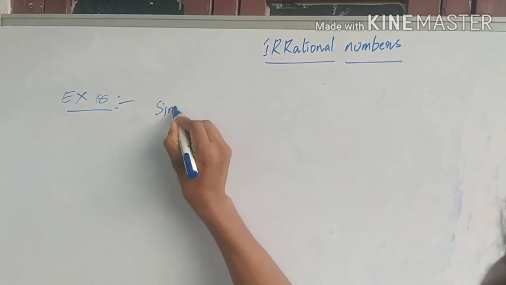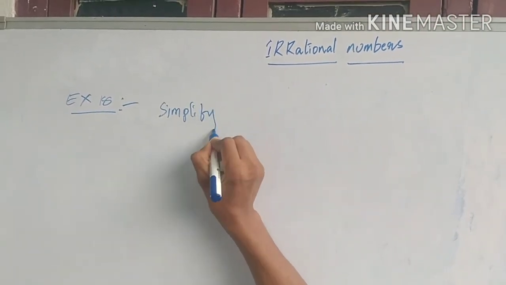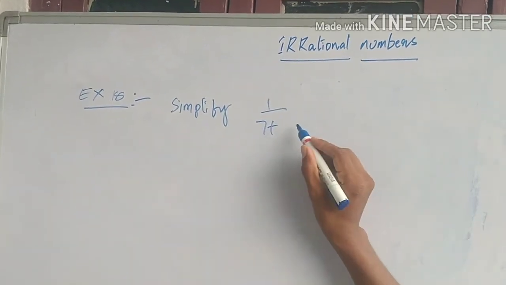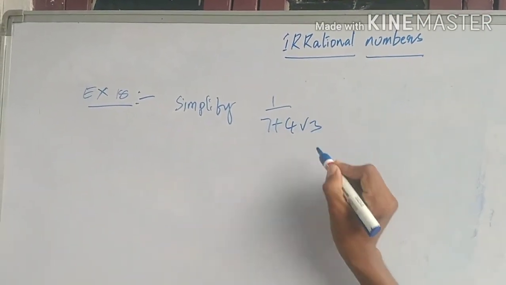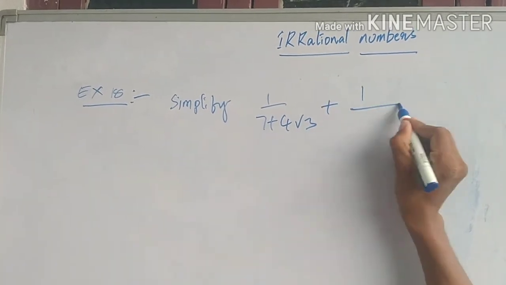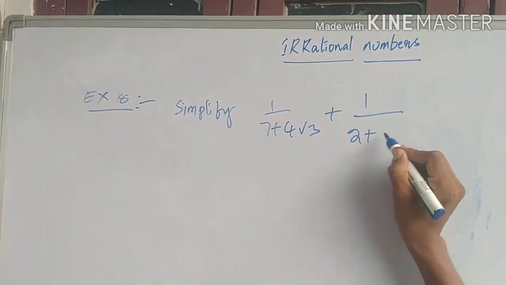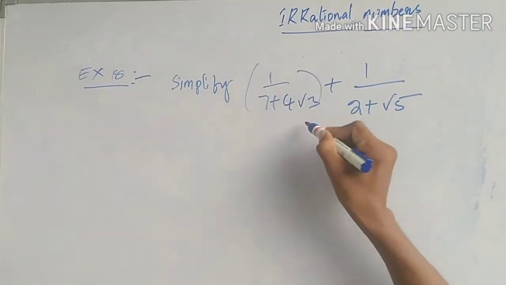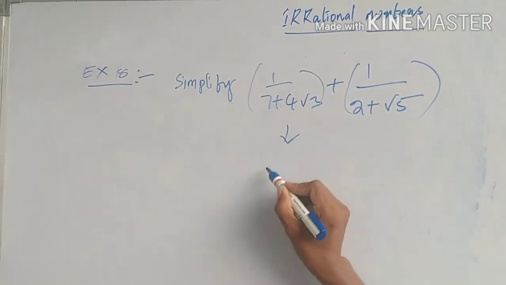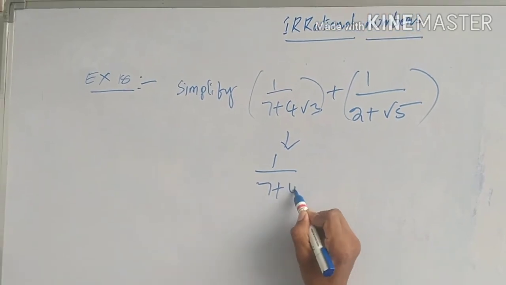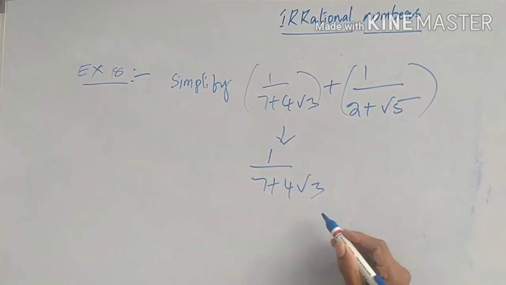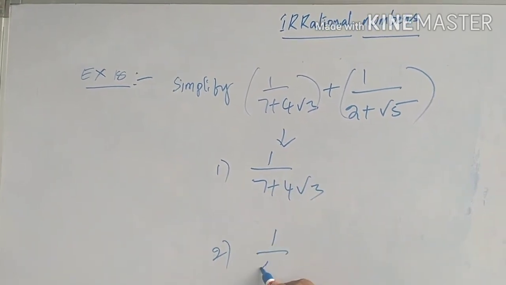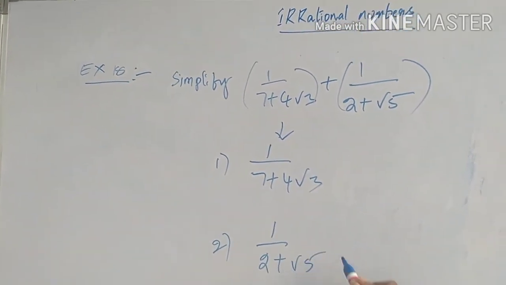Simplify 1 by 7 plus 4 root 3 plus 1 by 2 plus root 5. First we have to take each term separately. So the first one is 1 by 7 plus 4 root 3. The second one is 1 by 2 plus root 5.